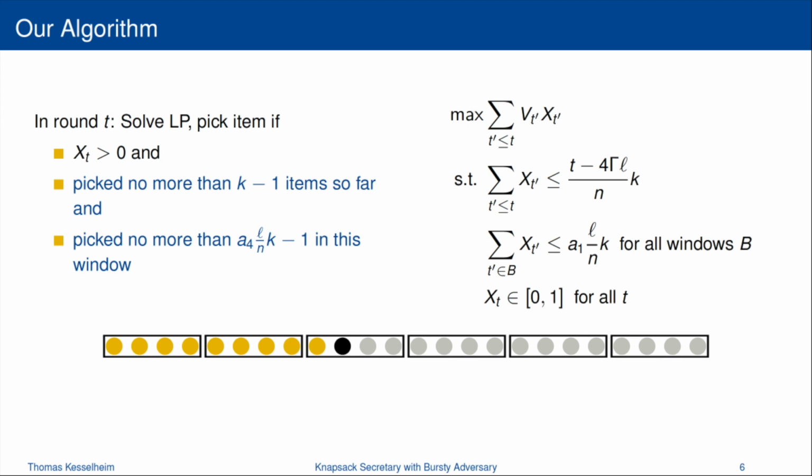That's clear. But then this other constraint captures that it may still happen that we are now in an adversarial round and the adversary is trying to trick us. What are we doing now? Well, we just make sure that within every window we only pick a bounded number of items, a number of items which is proportional to the length of this window compared to the overall sequence and the respective k, so the number of items that we're allowed to pick overall.